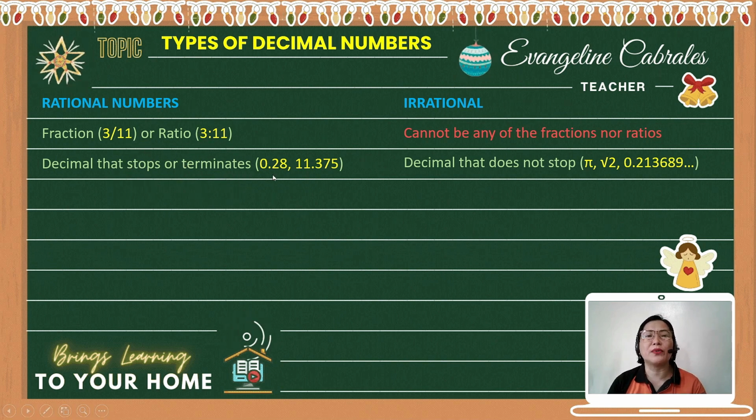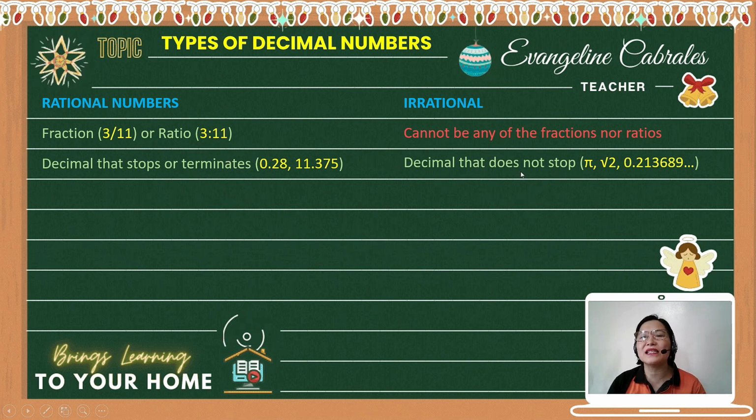So, here's the example. 0.28 and 11.375. Ibig sabihin, itong decimal na to ay natapos na sa 8 at itong decimal naman na ito ay natapos sa 5. Wala nang sumunod pagkatapos nila. Kaya ang tawag sa kanila ay decimal that stops or terminates. Tumigil at natapos. Irrational numbers are decimals that do not stop.